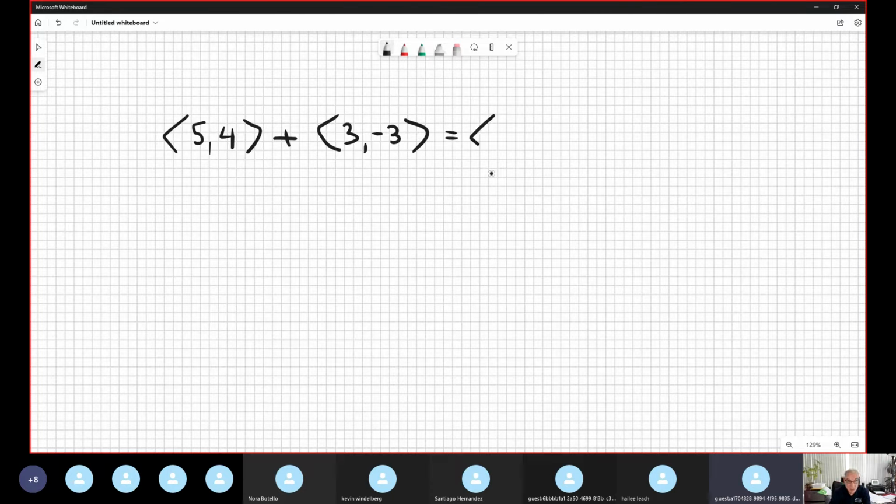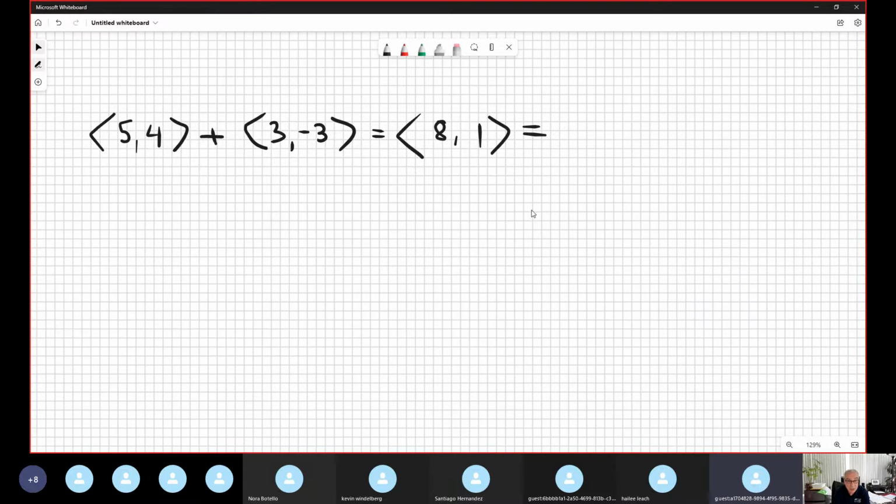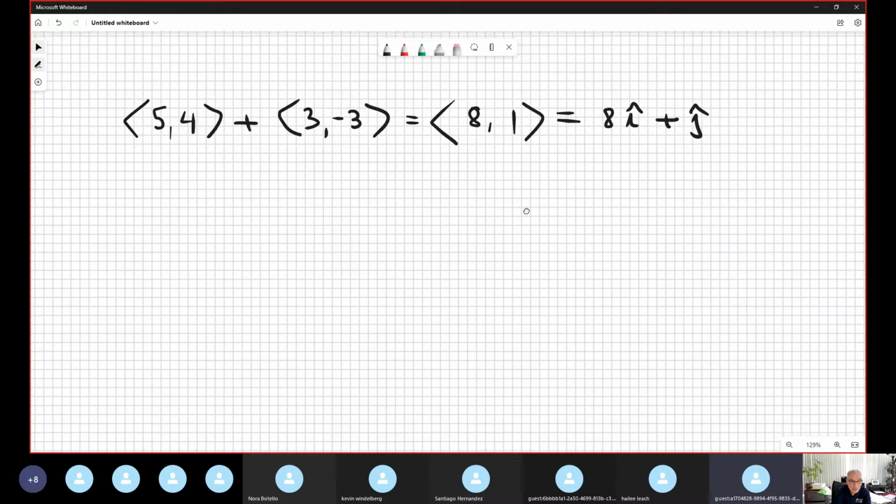Now you add component by component, no? 5 + 3 = 8, and 4 - 3 = 1. Boom. If you want to express it in standard unit vectors, the orthonormal unit vectors i and j because it's a 2D problem, it is 8i plus 1j. Again, when the coefficient is 1, it is not necessary to specify it. Super easy.